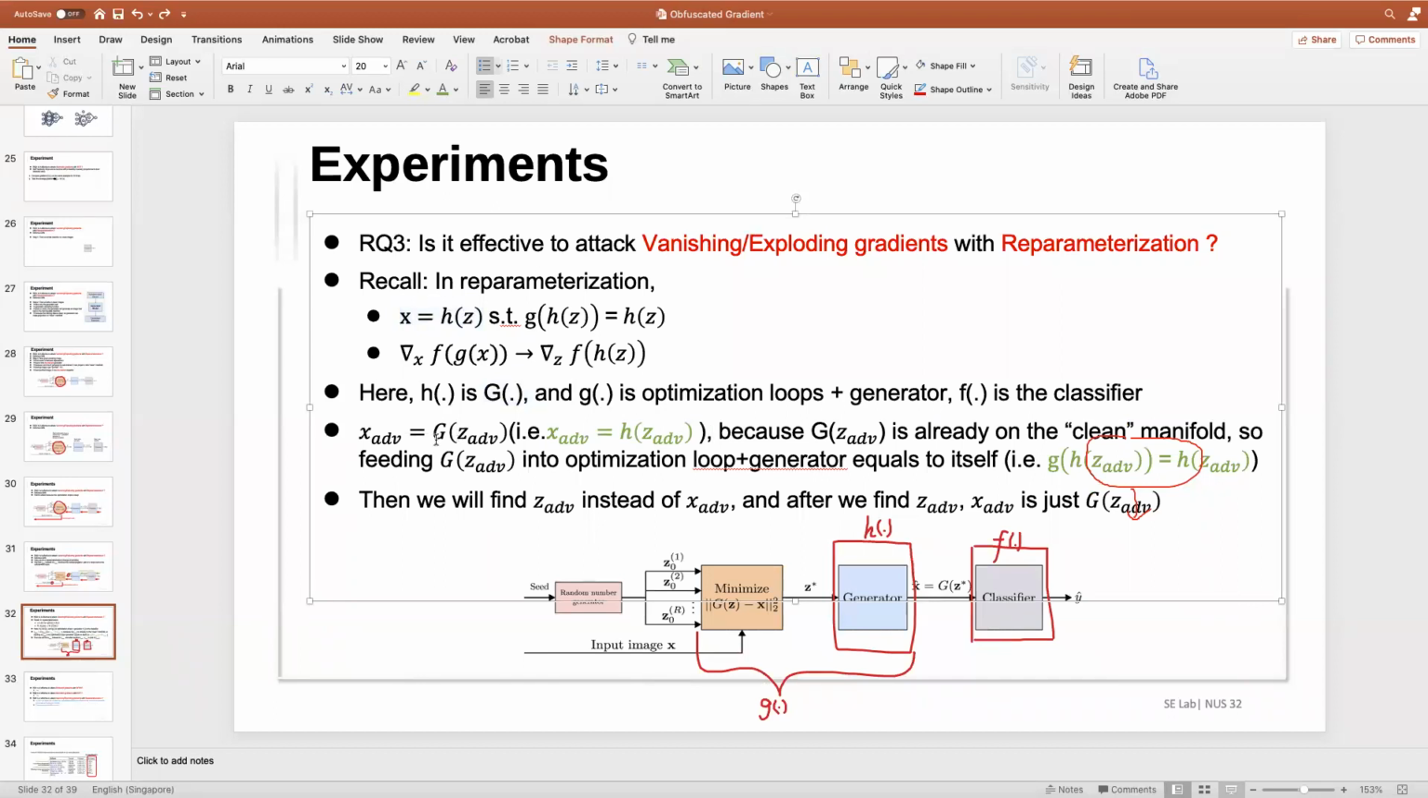In defense scan, my X adversarial is just capital J of Z adversarial. And because the Z adversarial is already on the clean manifold, if we feed it into the optimization loop plus the generator, these two things will just project the vector onto the clean manifold, but it is already on it. So if you feed it into these two networks again, you should expect that the output is just equal to the input. So J of Z adversarial is equal to Z adversarial.